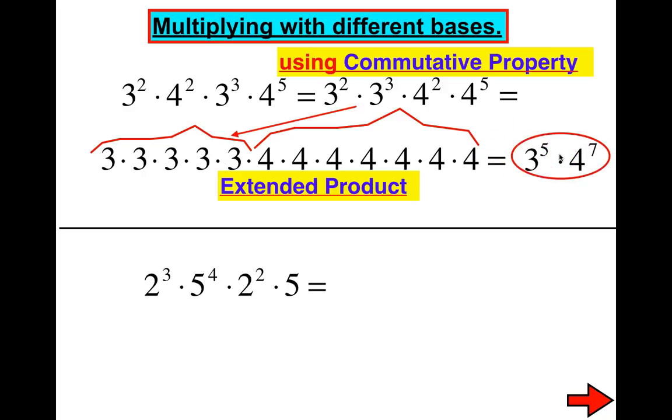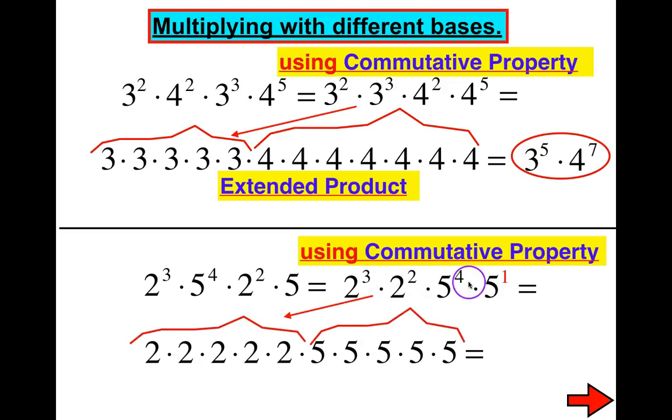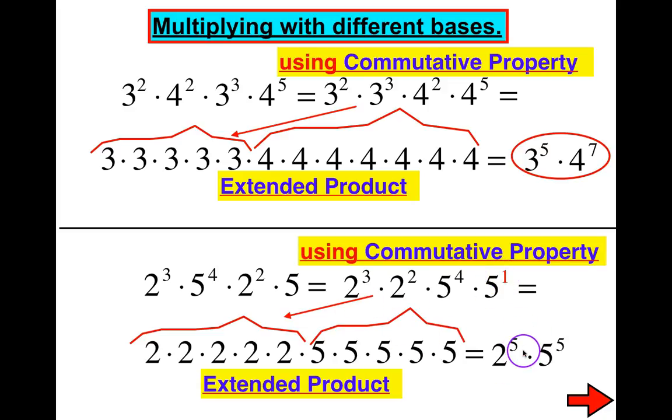Let's try that again. Here, again, we're going to restructure it so that the 2s are together and the 5s are together. Remember, if there is no exponent, by default, there's one of them, so you raise it to the first power. So here, there's 3 and there's 2, so altogether, there's 5 2s. And for 5s, there's 4 here, there's 1 here, so there's a total of 5. So I'm going to write 2 to the 5th times 5 to the 5th. And again, we use a multiplication symbol to separate them.